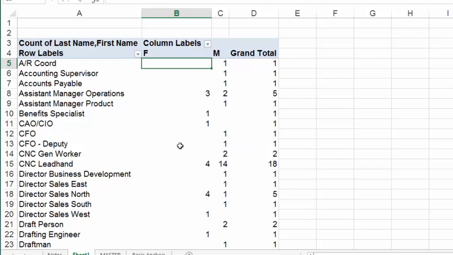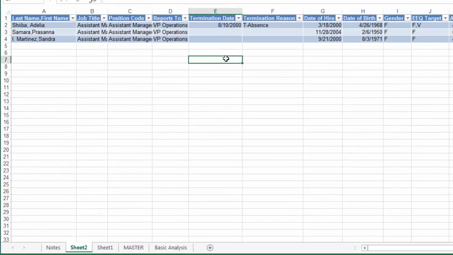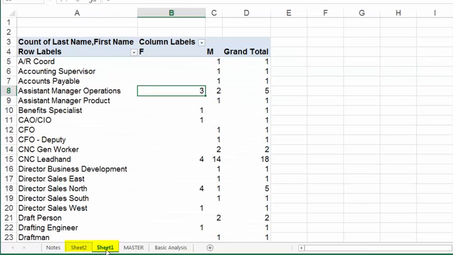And if I wanted to see who my 3 female assistant manager of operations are, I can double click on the number 3 and it will tell me exactly who these people are, right? And notice it just created a new sheet for you down here. So let's go back to sheet 1. I've done what I needed to do.